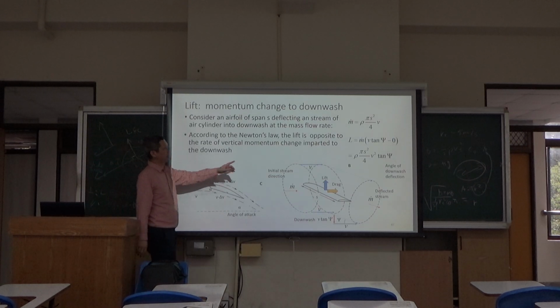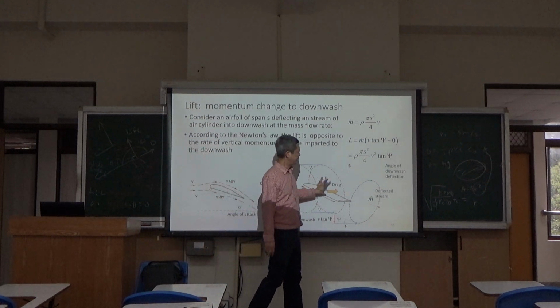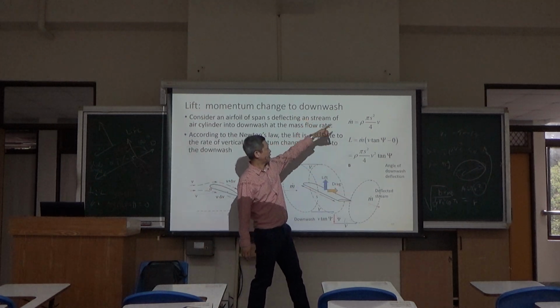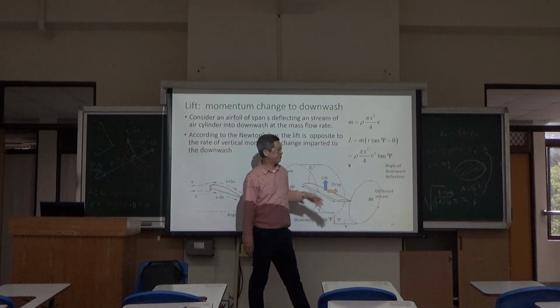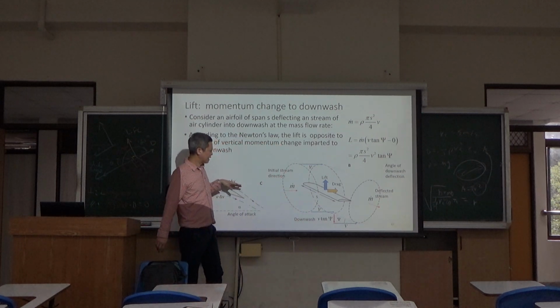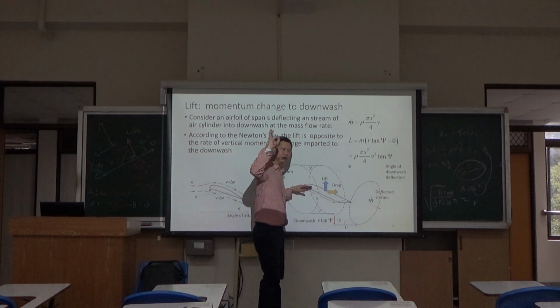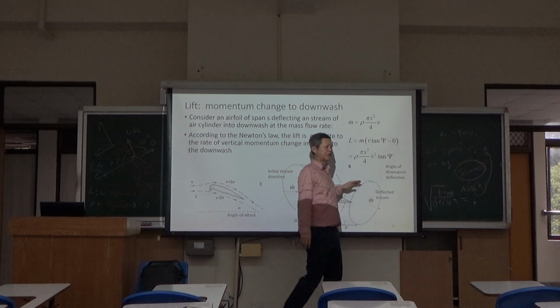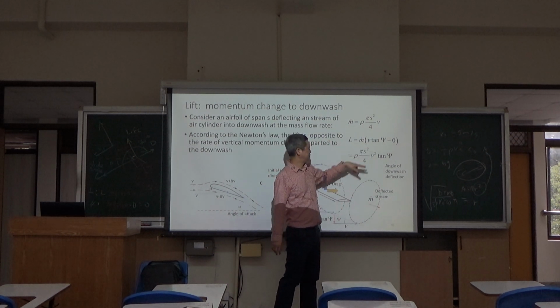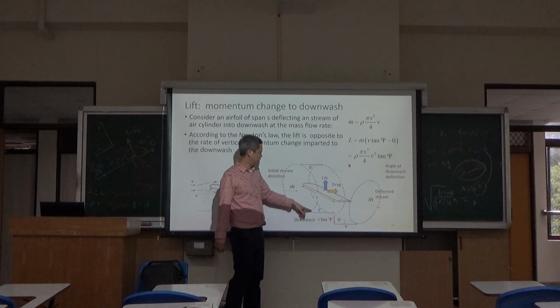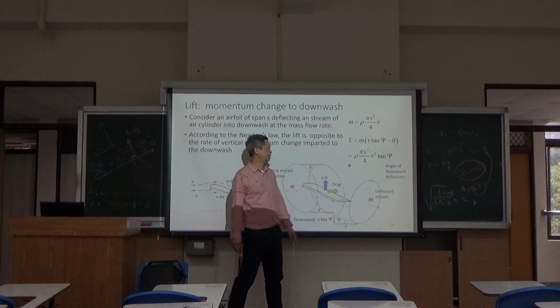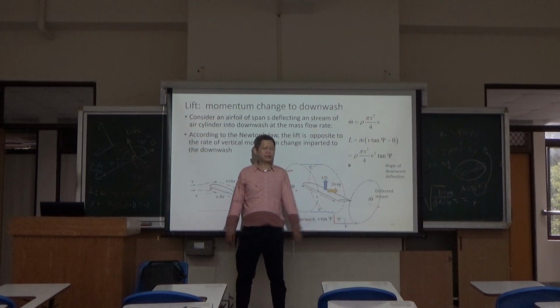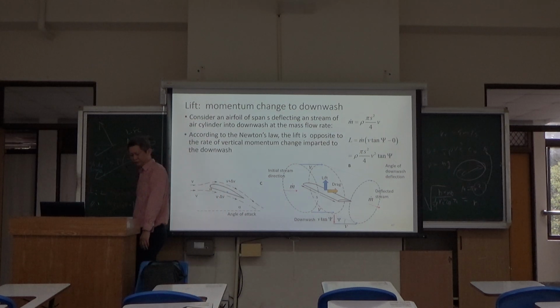This reaction force can be calculated as the mass flow rate, the incoming flow rate, times the vertical speed difference. When the airflow comes in horizontally, there is zero vertical speed. But when the air comes out from the bird or the wing, the air is deflected down with the speed v tan phi. You multiply this, and then you have the lift generation.